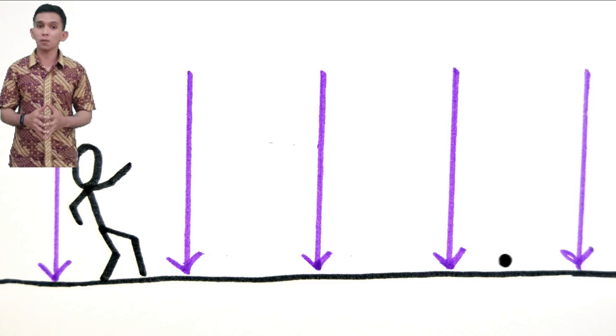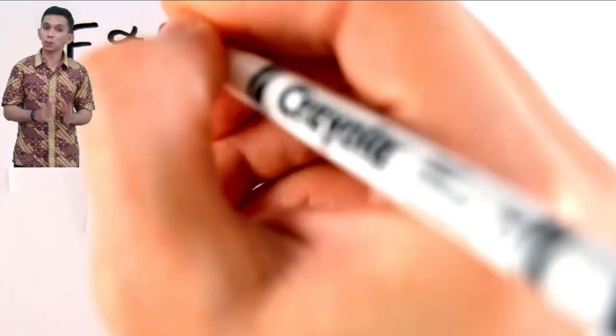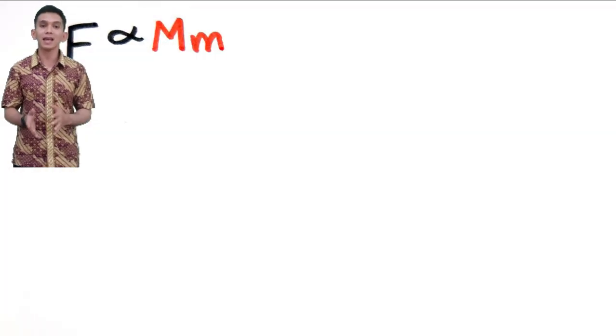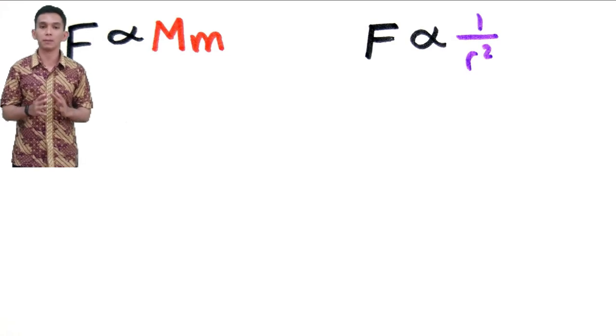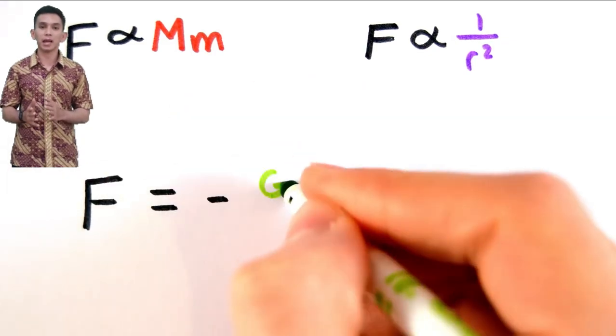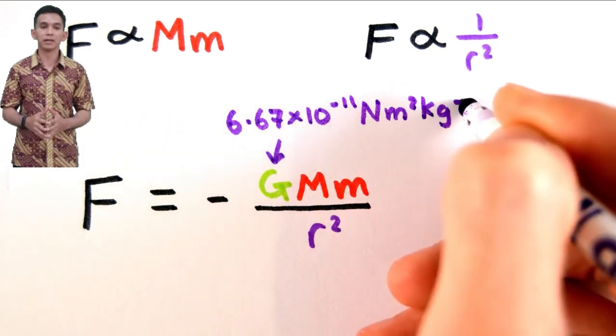Because the change at small vertical heights is negligible, Newton's law of gravitation states that all masses attract each other with a force that is proportional to the product of their masses and inversely proportional to the square of the distance between the centers of the masses. This gives us the equation F equals minus G M m over r squared, where G is the universal gravitational constant of 6.67 times 10 to the power of minus 11.